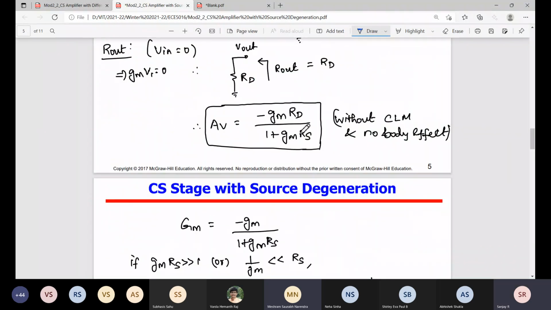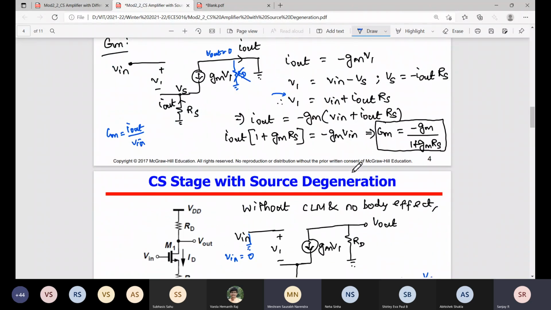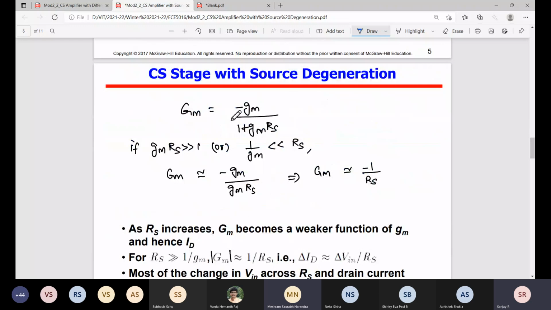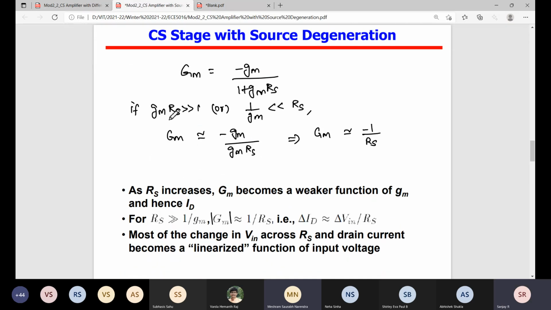So now what do you understand? Gm equal to minus gm divided by 1 plus gm Rs. So let's take this expression. Just know that 1 plus gm Rs is the loop gain. If the loop gain is much higher, I can write minus gm divided by gm Rs. So Gm will become minus 1 by Rs.